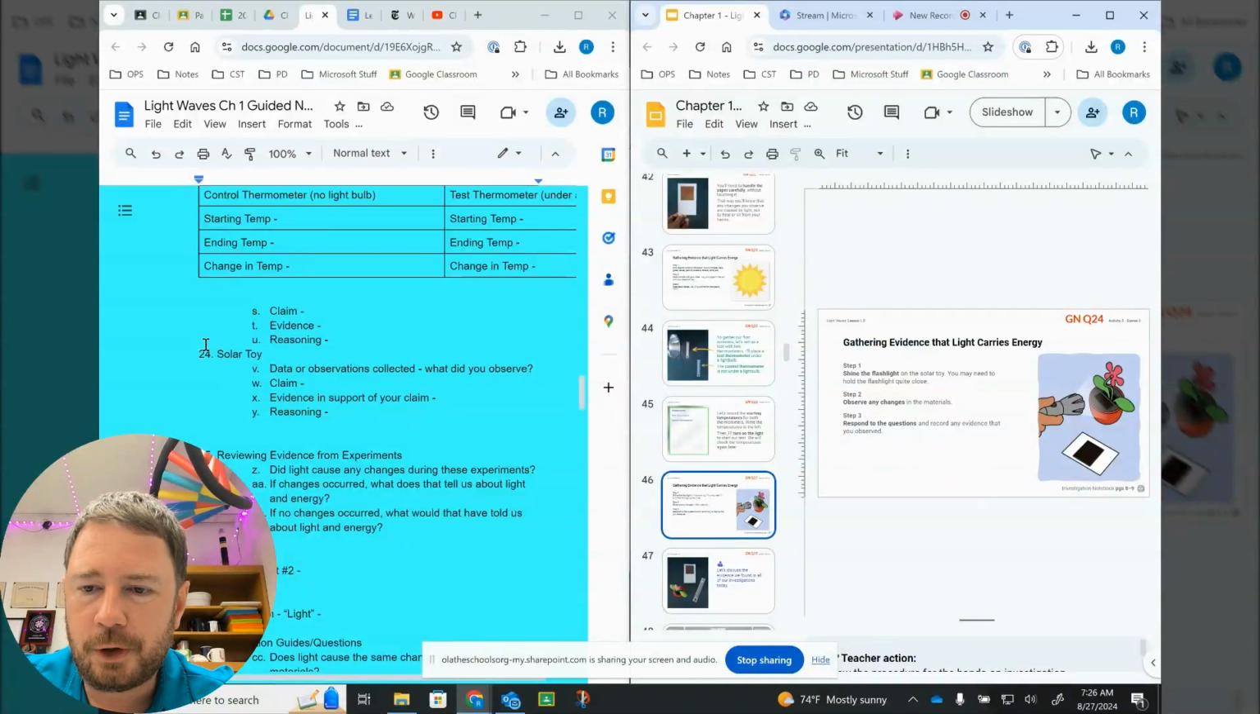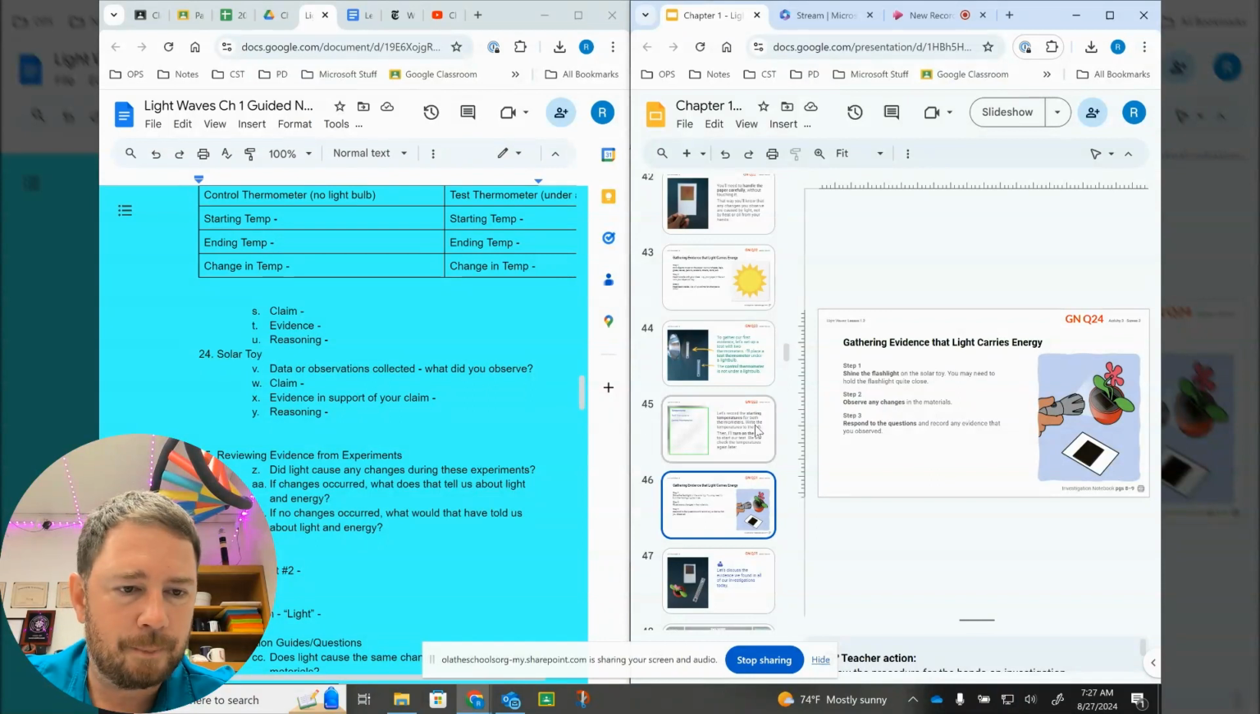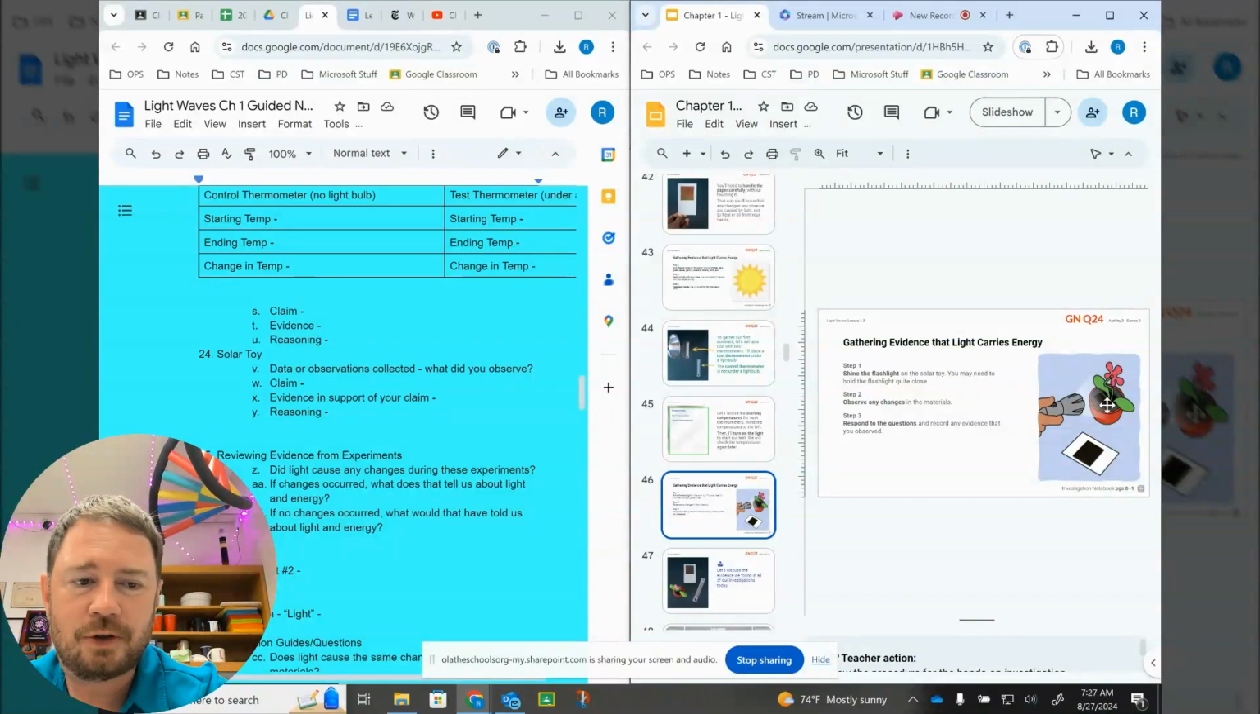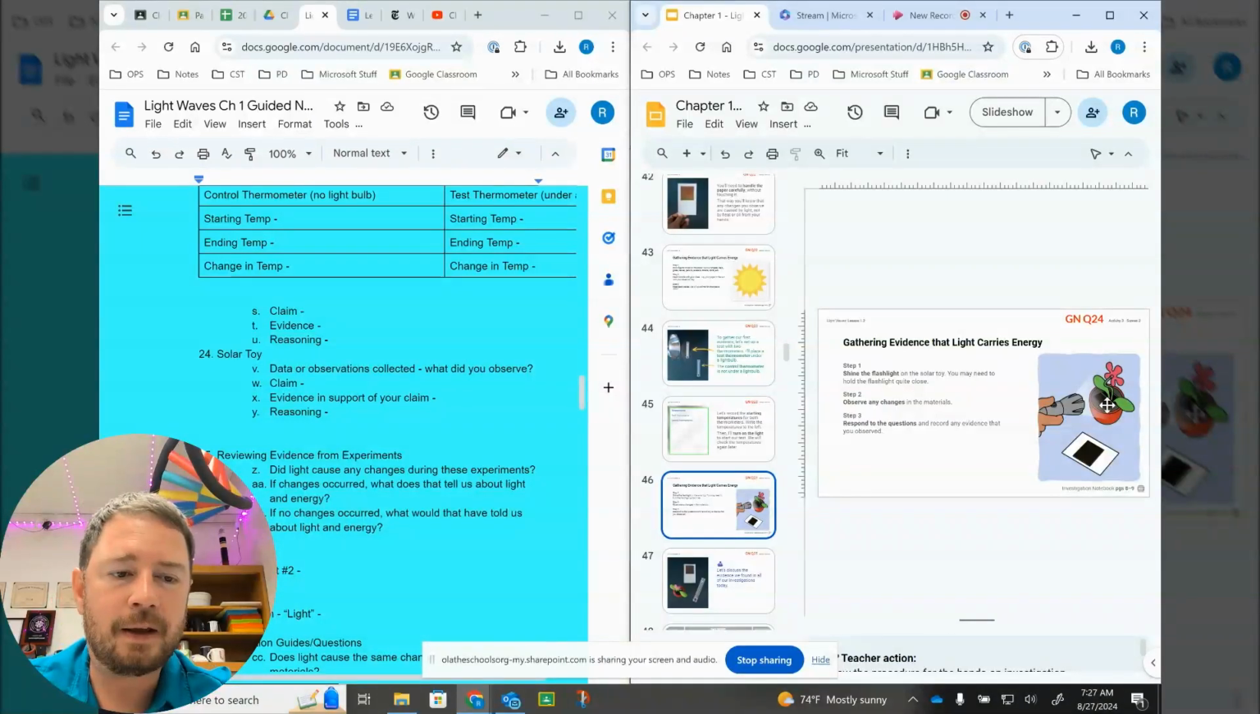Okay, the third experiment we're going to do is this solar toy. So there's this solar toy. This one's pretty simple. You're just going to shine a light on the toy and see if any changes occur when the light hits the toy.